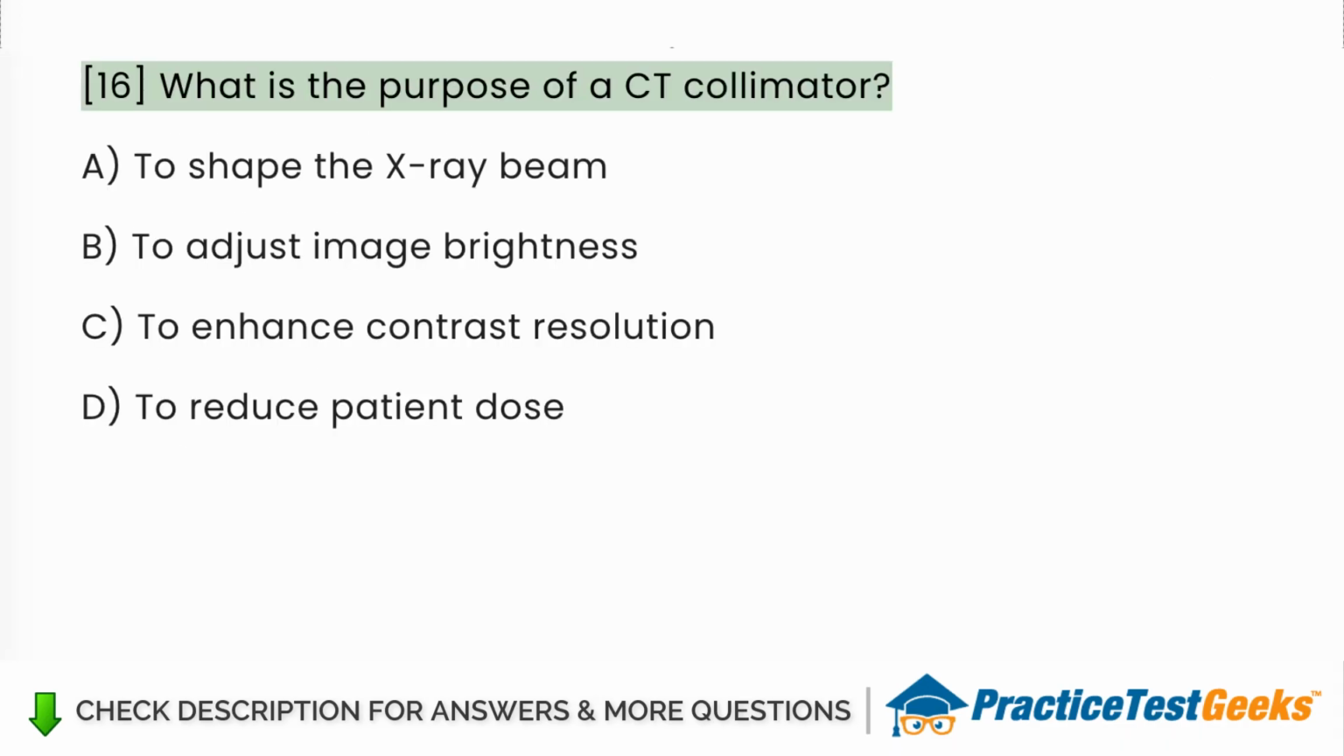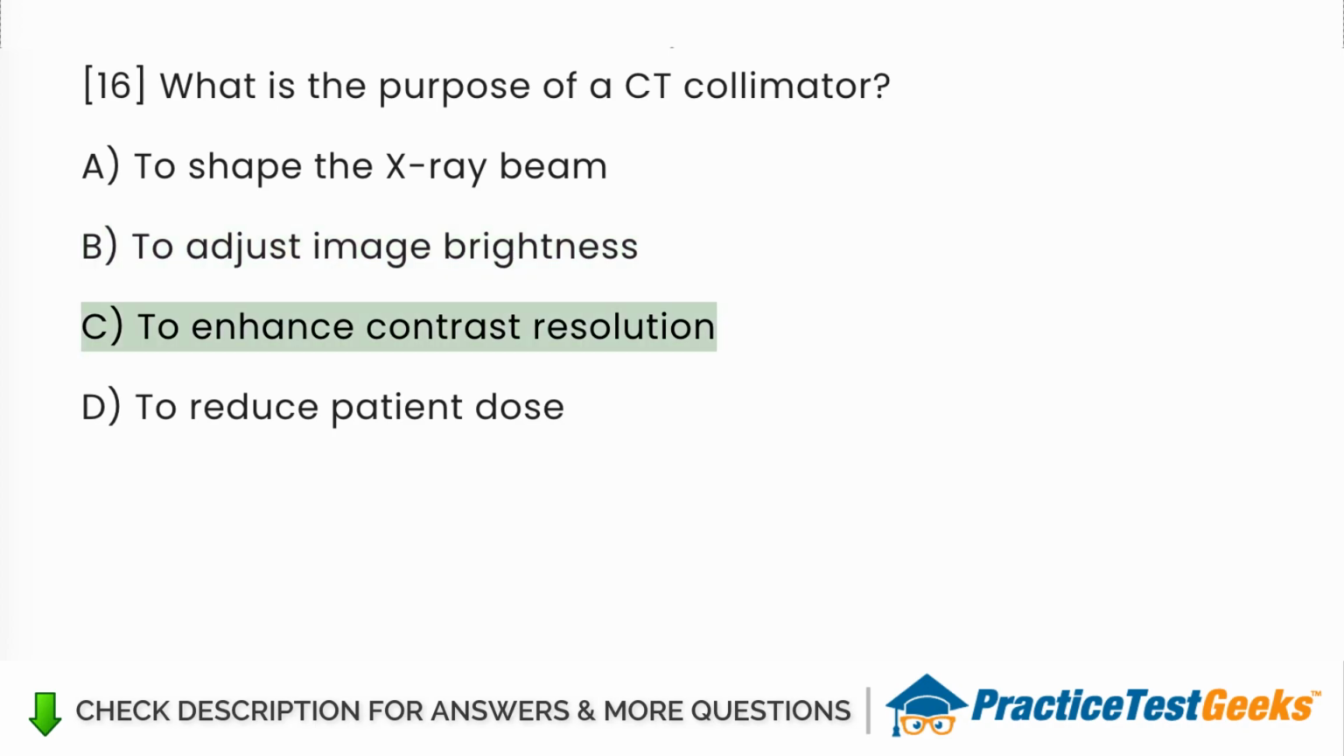What is the purpose of a CT collimator? A. To shape the X-ray beam. B. To adjust image brightness. C. To enhance contrast resolution. D. To reduce patient dose.